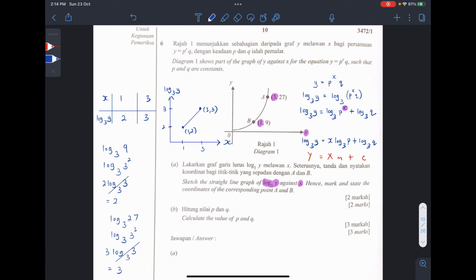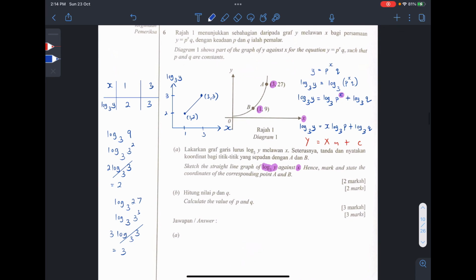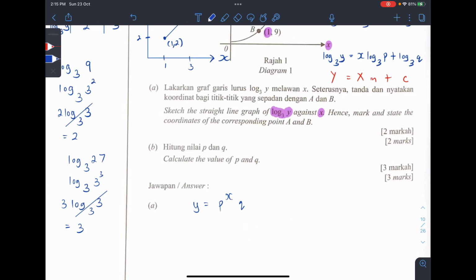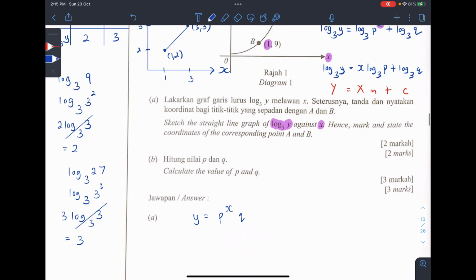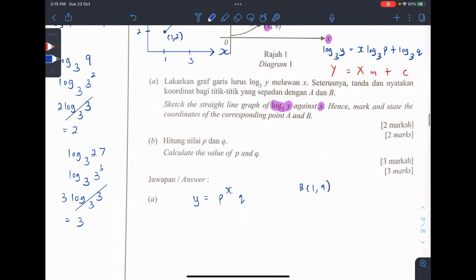Right, the last and final question, 6b, they want us to calculate the value of P and Q, right? So we are just going to write down our previous equation given from the question, which was y equals pxq, right? And we are going to take our two original values, which was 3 and 27 and 1 and 9. Okay, so we've got b as 1 and 9, so I'm just going to write it over here. So b is 1 and 9, and a was 3 and 27.